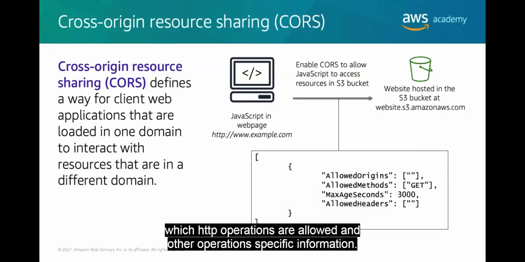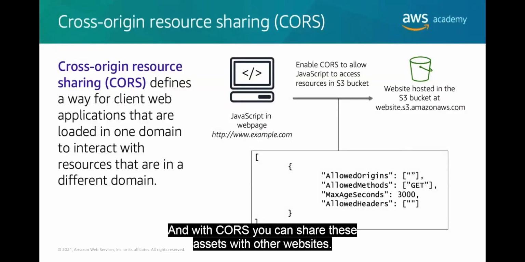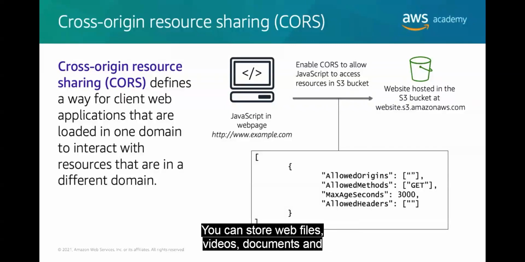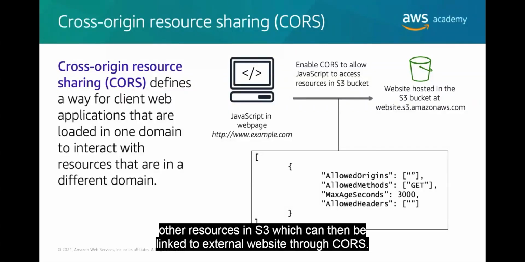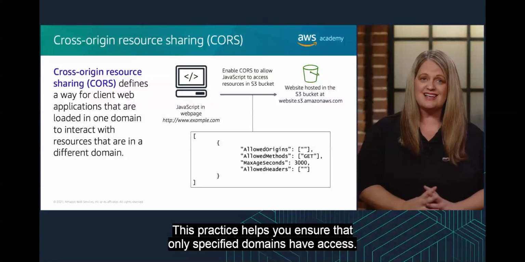other operation-specific information. You can use Amazon S3 to host static assets, and with CORS, you can share these assets with other websites. You can store web fonts, videos, documents, and other resources in S3, which can then be linked to external websites through CORS. This practice helps you ensure that only specified domains have access.